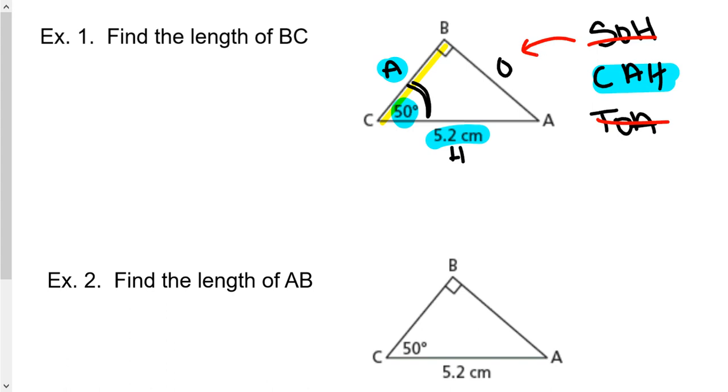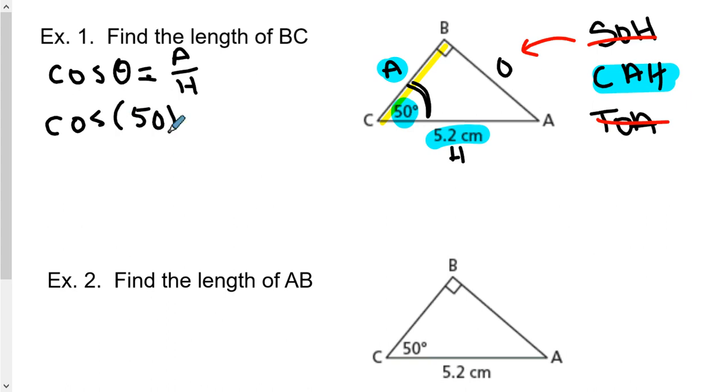So I write out my formula. Always start with a nice blank slate. Cosine of an angle is adjacent over hypotenuse, pulling that right out of my acronym. Now I'm going to fill in the blanks. This time I know the angle, so I'm going to replace that theta with a 50. I don't know my adjacent side. We can leave it as an A, or we can call it X. It's our unknown. But I do know my hypotenuse. I know that it's 5.2.